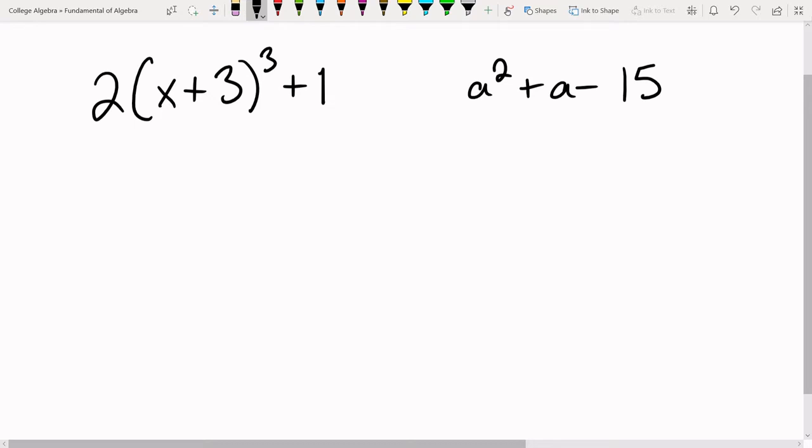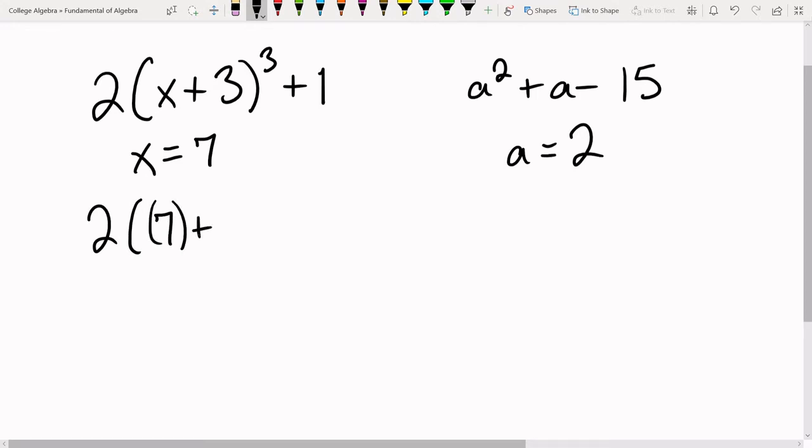Now, neither of these have equal signs, so they are expressions, and there's nothing we can really do with them unless the variable is given to us. So for instance, let's say x equals 7 and a equals 2. If the variable is given, then we can just plug them in and we can actually evaluate the expression. And we evaluate by using order of operations.